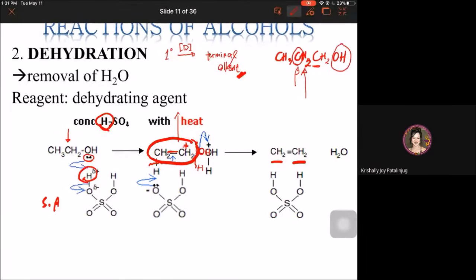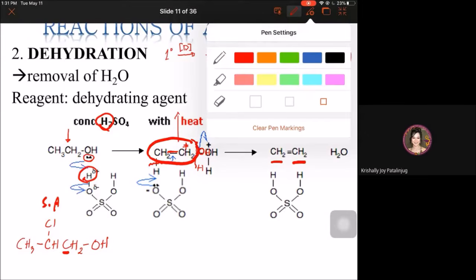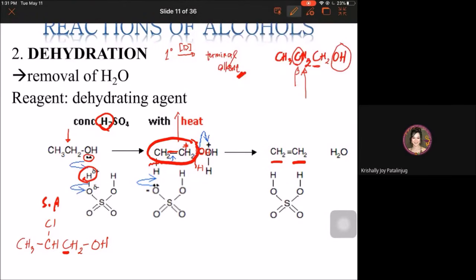Sige, let's have another example. Let's say CH3, then let's have sige na, branch. Sige, Cl ang branch. Then CH, then nandiri ang alcohol. So, this is a primary alcohol, di ba? Primary alcohol na siya. Yung carbon bearing the OH, naa siya duha ka hydrogen.